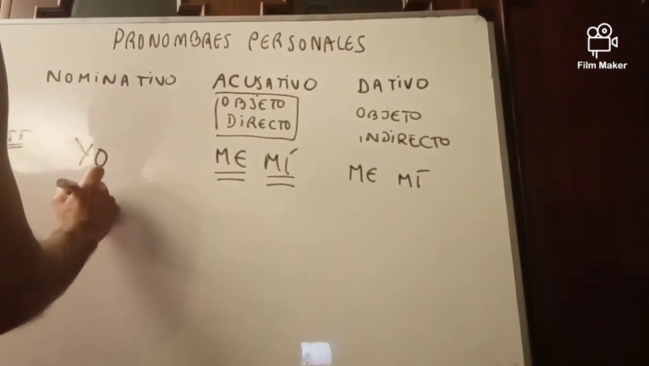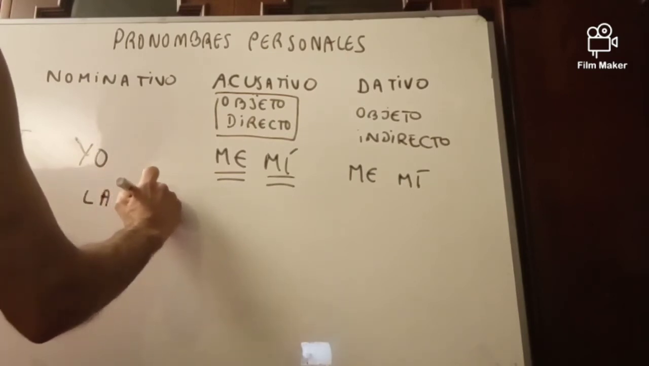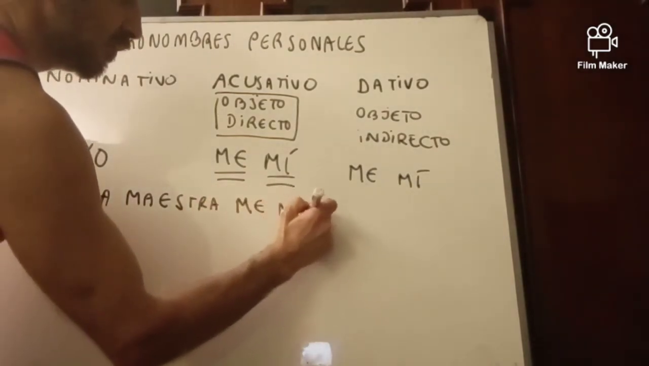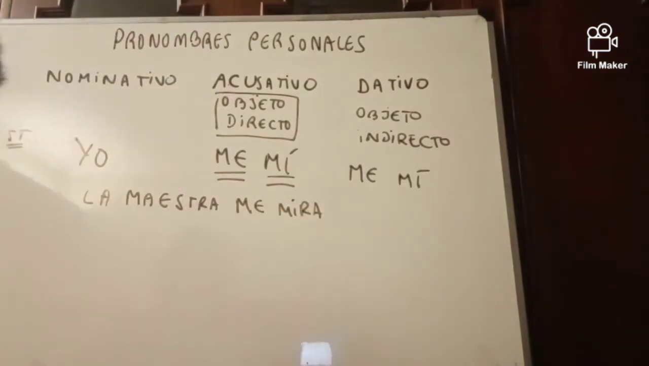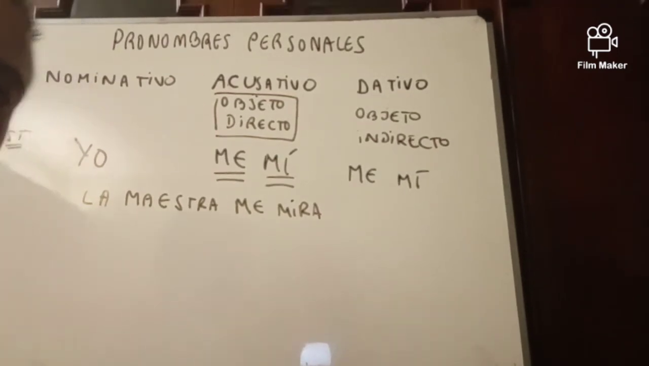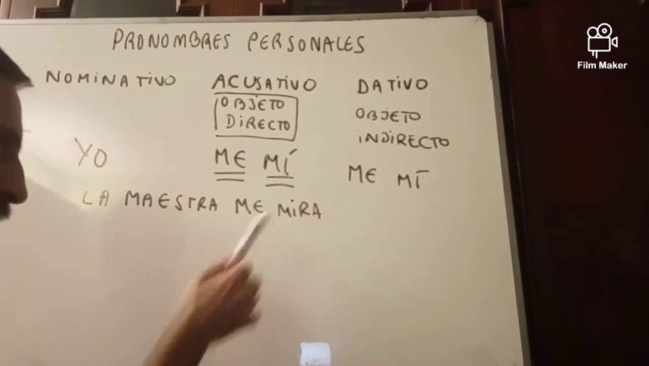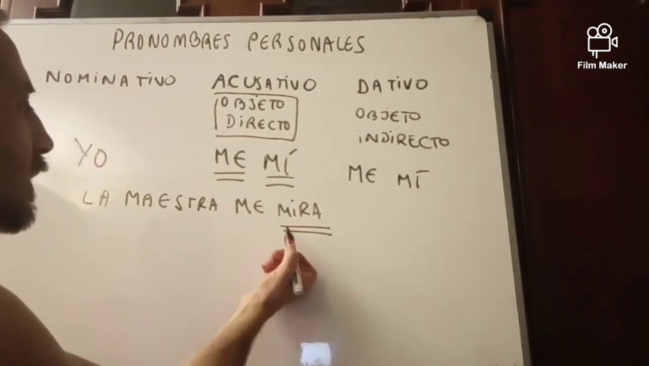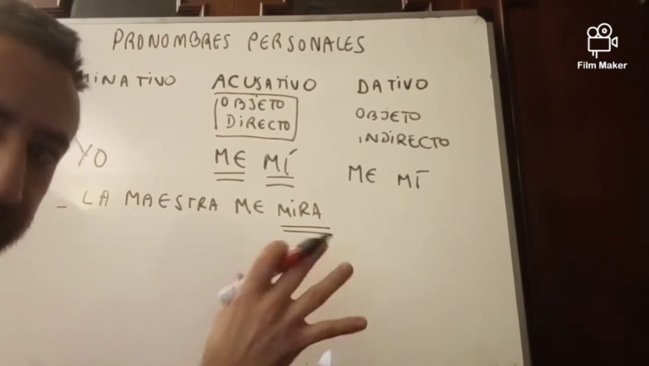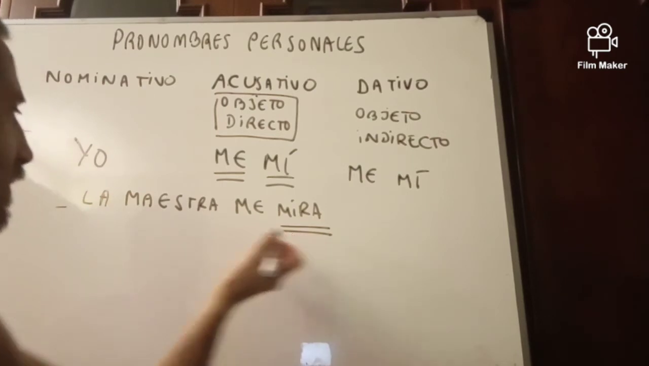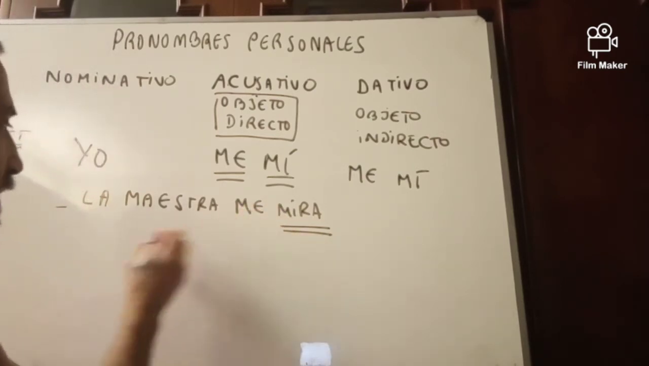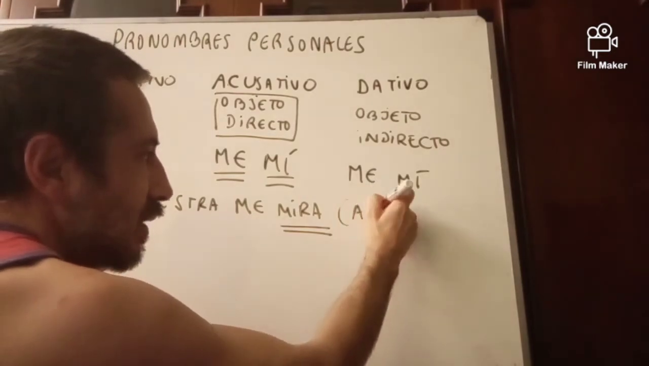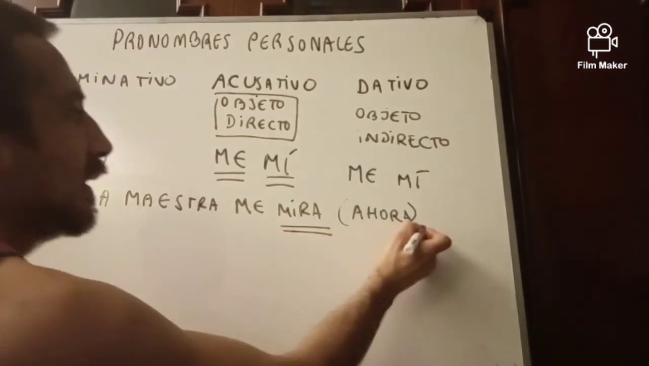For example, la maestra me mira. If you remember from one of my last videos, in a sentence like this, where we have the tiempo presente, or what you call the simple present, we cannot translate this into English by using the same tense, because it means for us, even without the word now, that this is happening at the moment.